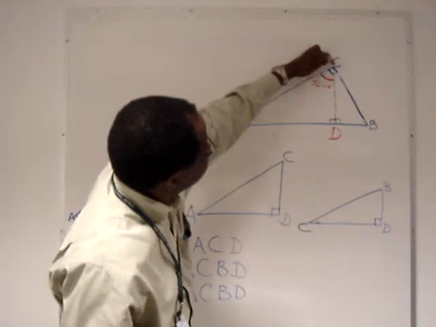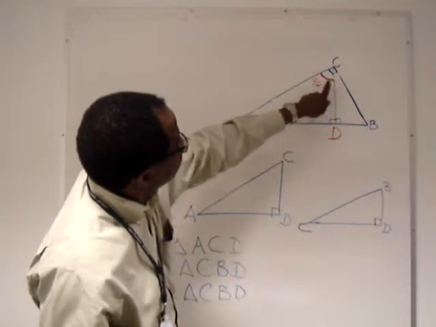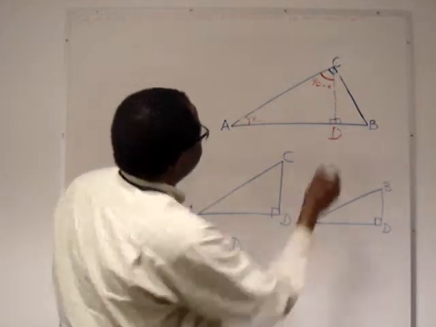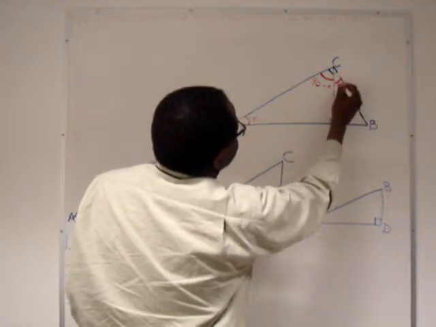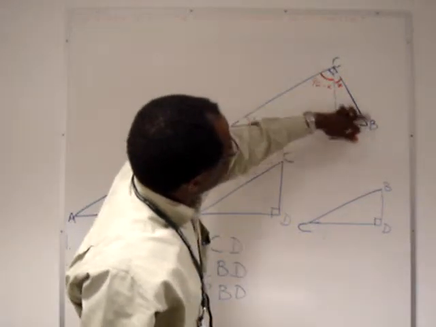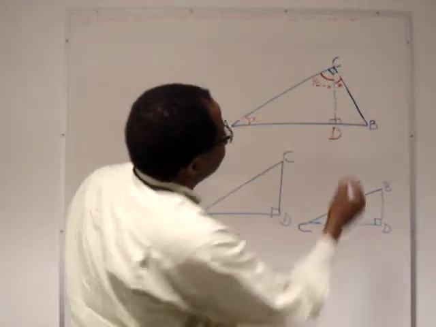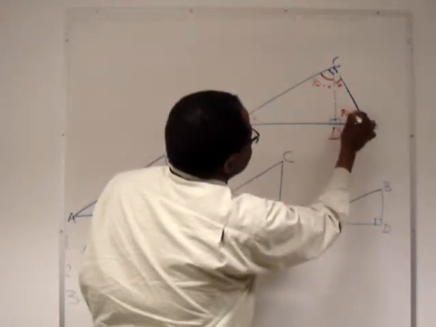Now, we know that the entire angle here is a 90, right? So if this is 90 minus X, it means that this little bit here must be X. Then when we now take the smallest triangle, that's 90, that's X, therefore this must be 90 minus X.